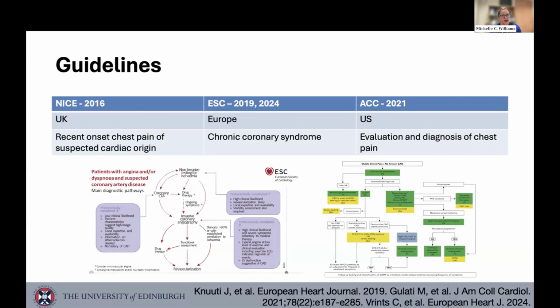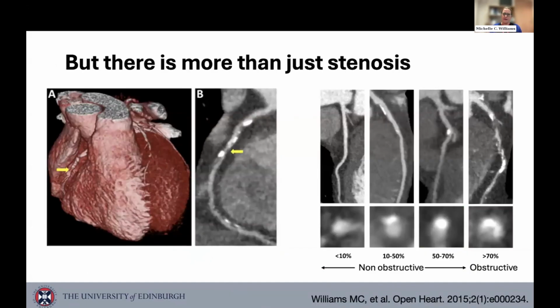ESC has the chronic coronary syndrome guidelines, 2019, and then most recently updated 2024, and the American guidelines updated in 2021. And all of these show how we can use these different imaging tests for different patients depending on risk and symptoms and background coronary artery disease. And this is all based on just stenosis alone. So all of these research studies, big research studies, all of these guidelines, they're all primarily just about stenosis. But CT and PET, which I'll come on to in a bit, can do more than just look at stenosis.